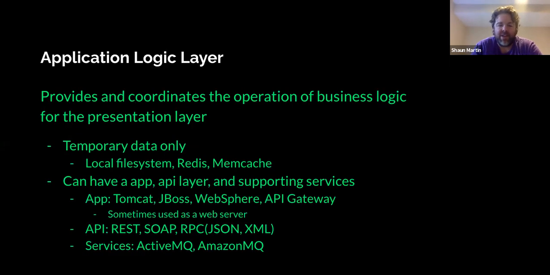You have your application logic layer. This is probably the most interesting of layers because it can kind of be like a multi-layer layer, depending. But it's supposed to provide and coordinate the operation of the business logic for the presentation layer. So it's supposed to do all the in-betweens. It should only have temporary data, so local file system, Redis as a cache, not as a database, Memcache as a cache. It can have an app, an API layer where you have Tomcat, JBoss, and WebSphere, and API gateway. You can also have other services like message queuing or anything else.